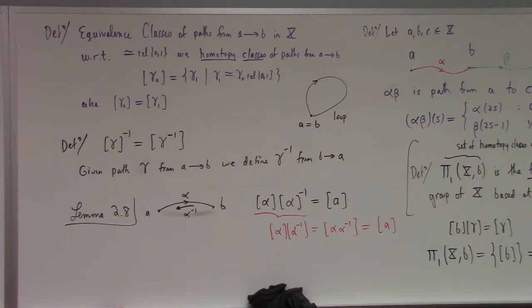Let me tell you some things. One thing we've already proved, the thing I erased earlier, is that any two paths in a convex subset of Rn are homotopic, which means that any two loops in a convex subset of Rn are homotopic, which is to say that the fundamental group for a convex subset of Rn is trivial.